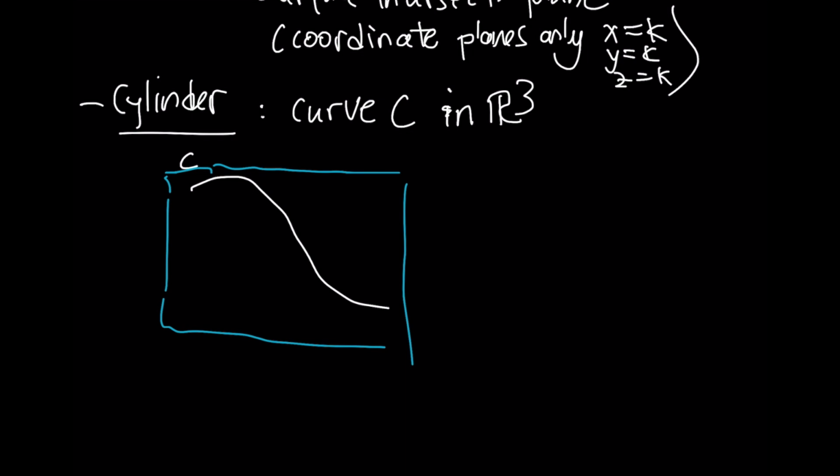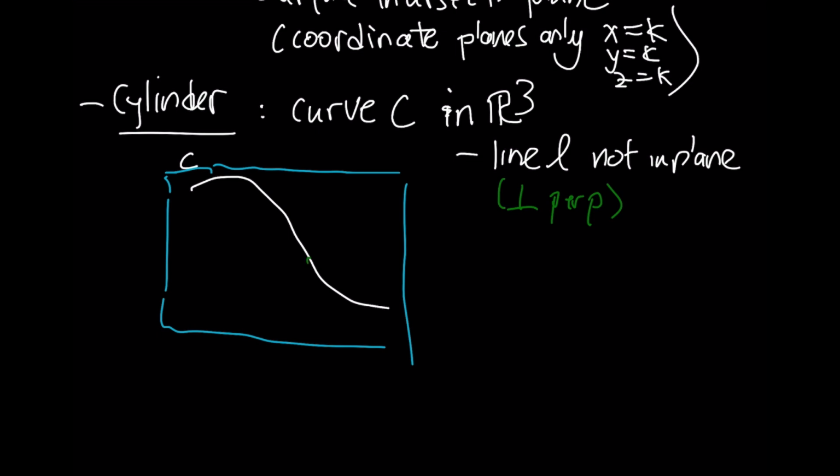So there's going to be a line L that is not in the plane. I'm going to have this line intersect the plane. We are going to assume it intersects perpendicularly. So if I were to take any point on this curve and then draw a line that's perpendicular to the plane, it's going to extend out like this.